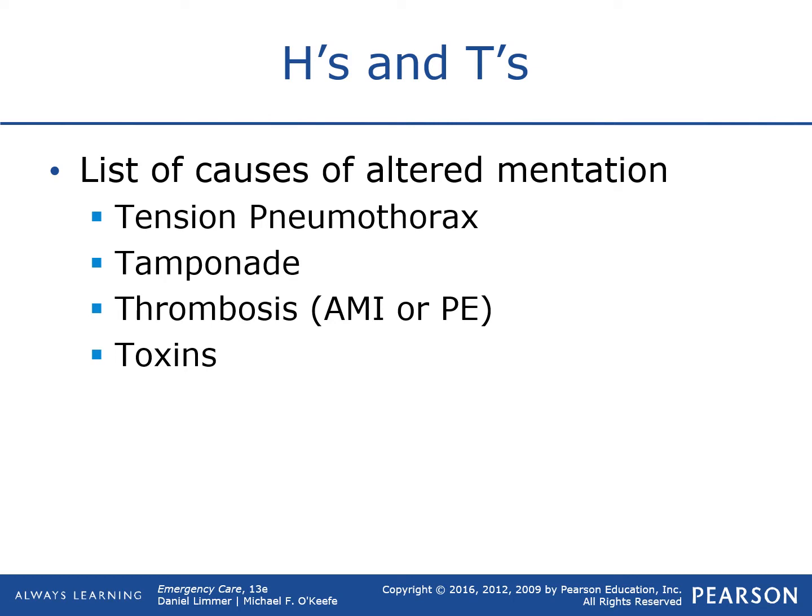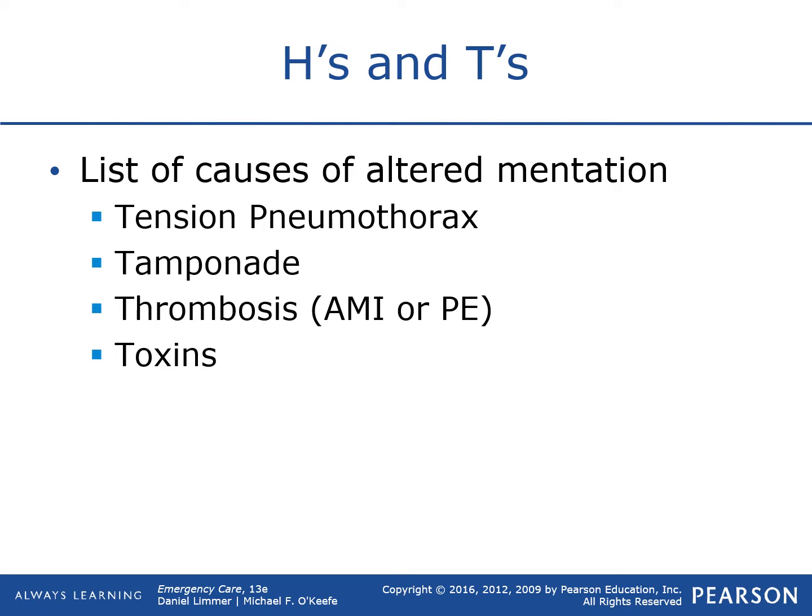Moving on into your T's, you have tension pneumothorax, which we talked about quite a bit with respiratory emergencies. So if we have tension pneumothorax, that will cause an oxygen supply problem, which will cause altered mentation. Tamponade is something we're going to talk about with trauma. Tamponade, just a basic explanation, is when you have pressure pushing in on your heart. So if you have pressure surrounding your heart, then you're going to not have the heart pump as effectively. If you don't have the heart pump as effectively, you can't move blood, you can't get all the critical elements to your brain, so you're going to have altered mentation.